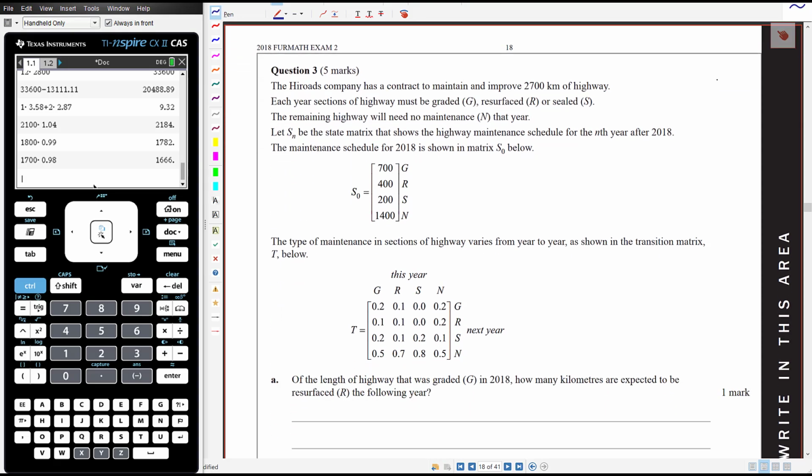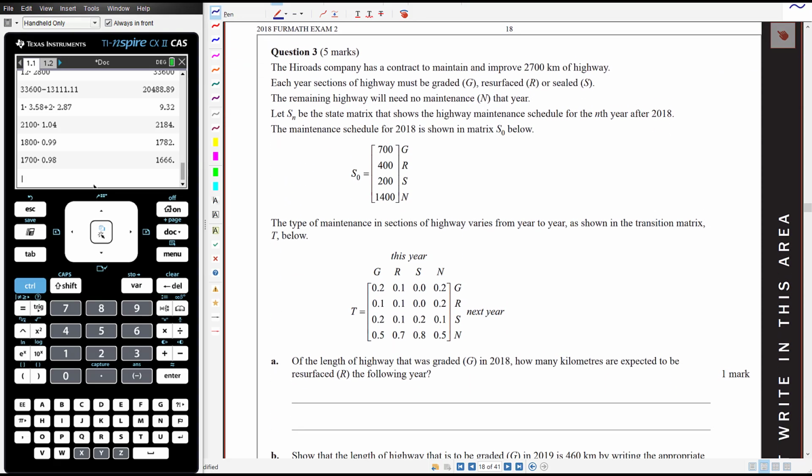Question 3. The High Roads Company has a contract to maintain and improve 2,700 kilometres of highway. Each year, sections of highway must be graded, resurfaced, or sealed. The remaining highway will need no maintenance, which is denoted by N. Let Sn be the state matrix that shows the highway maintenance schedule for the nth year after 2018. The maintenance schedule for 2018 is shown in matrix S0 below.